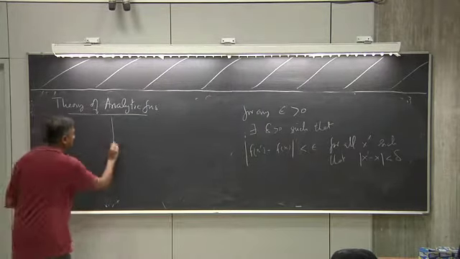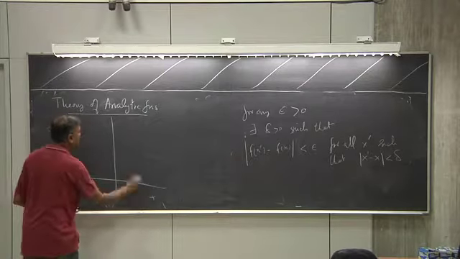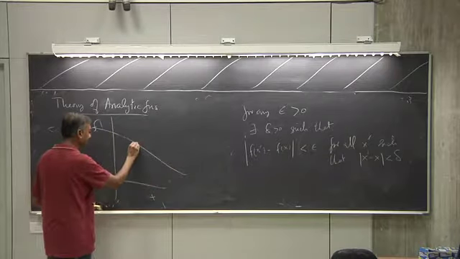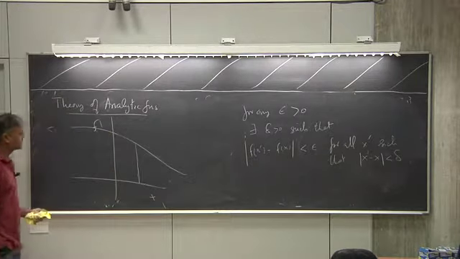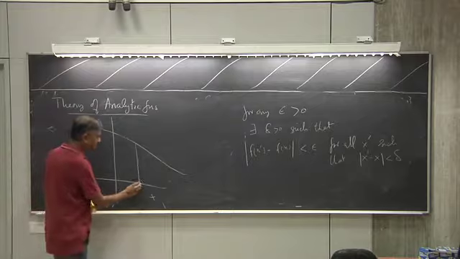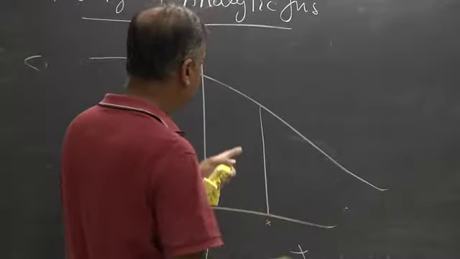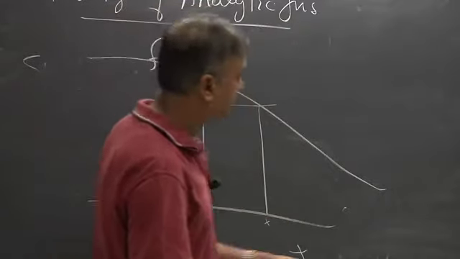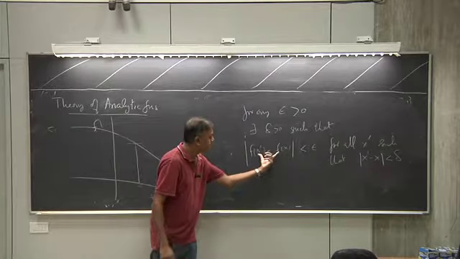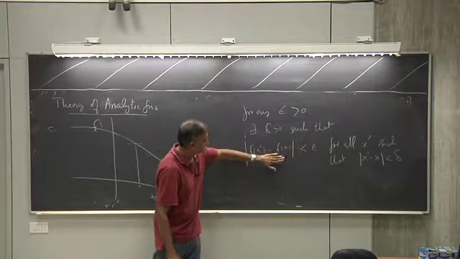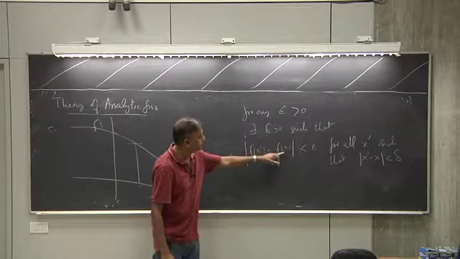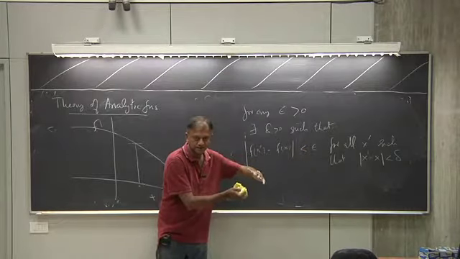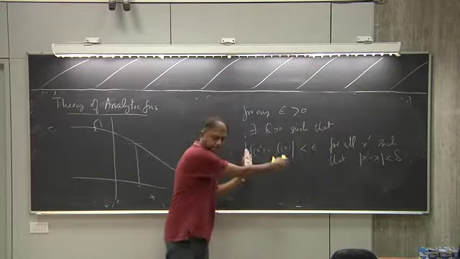So let's say here is my function f, and let's say the function is going like that somewhere, and I take some particular point here. This point I call x. Then f of x is this value. Now what about f of x prime? This value is different from that, but the difference is less than epsilon, plus or minus epsilon, right? Because this is a modulus.